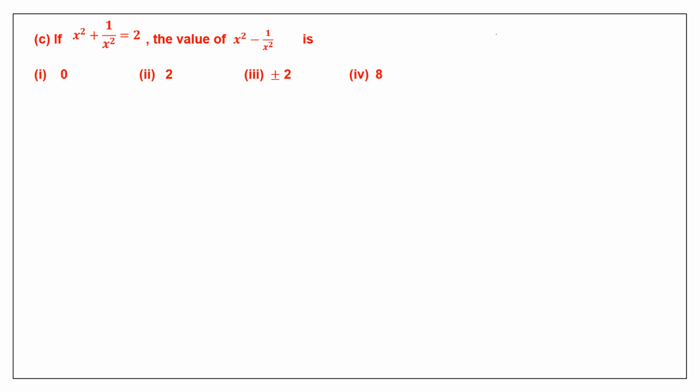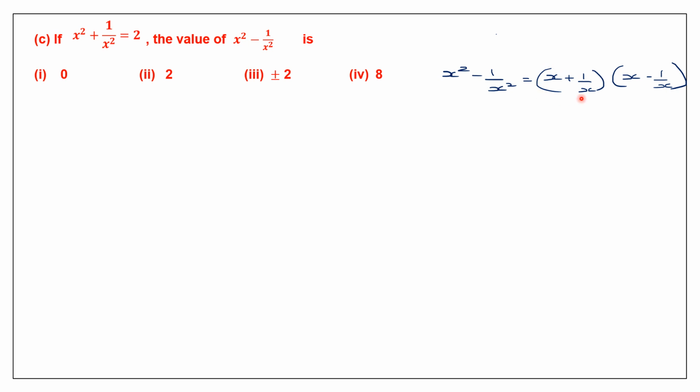Question C. If x square plus 1 by x square is equal to 2, we have to find the value of x square minus 1 by x square. So this is what we need to find out. Now we can apply the identity a square minus b square. So this is a and this is b. And what's the formula? A plus b, that is x plus 1 by x into x minus 1 by x. That is a square minus b square is a plus b into a minus b.